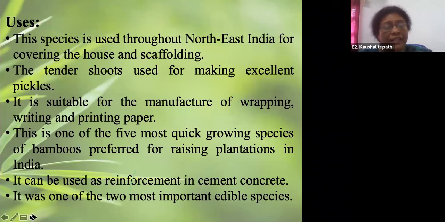And this Bambusa tulda is a very useful species. Nowadays, it is being promoted for the agarbatti industry also. This species is used throughout Northeast India for covering houses and scaffolding. The tender shoots are used for making excellent pickles. It is suitable for the manufacture of wrapping and printing paper. This is one of the 5 most quick-growing species of bamboos preferred for raising plantations in India. It can be used as reinforcement in cement concrete. It is one of the 2 most important edible species, and as I told you, it is being promoted nowadays for the agarbatti industry also. Next slide, please.